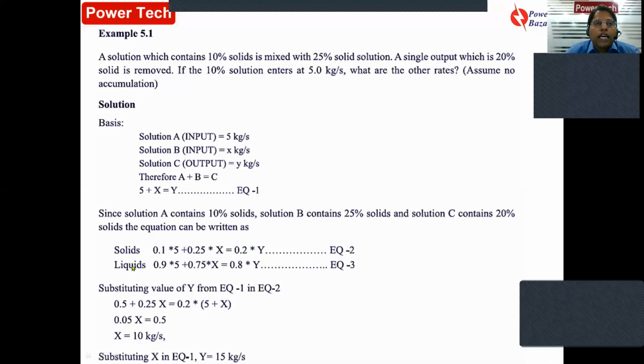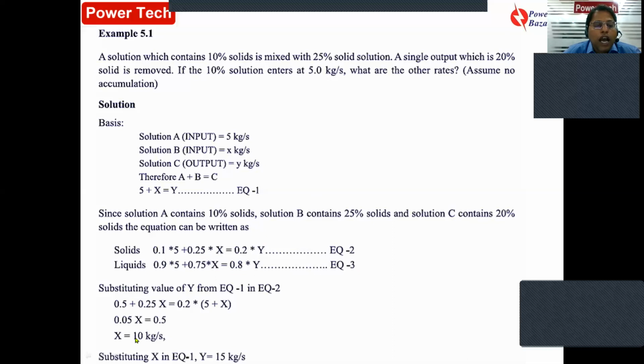Now similarly, I can also write the balance equation for liquid. What is liquid? In the first input, 10% is solid, so 90% is liquid. So 0.9 into 5 plus, in this case 25% is solid, so liquid is 0.75 into x, is equal to, 20% is solid, so 0.8 into y. So these are the two equations. Now, how many variables are there? x and y, two variables. So it is very easy to solve these two equations.